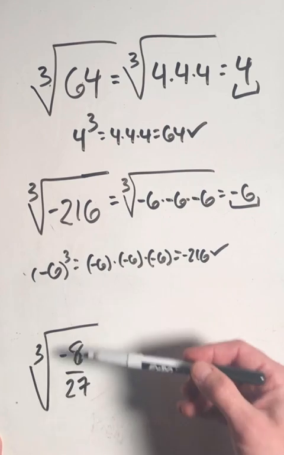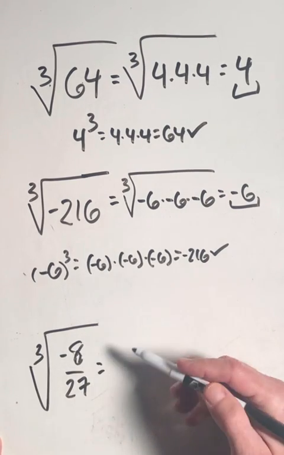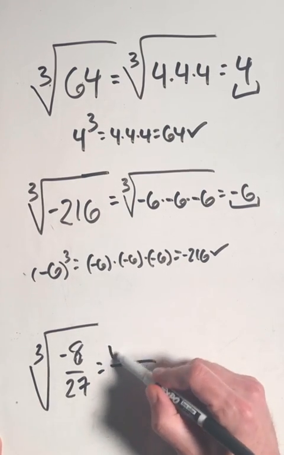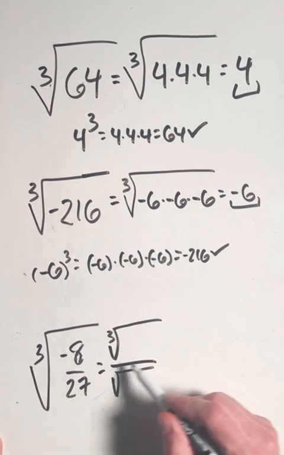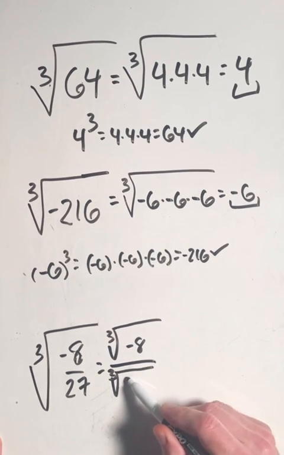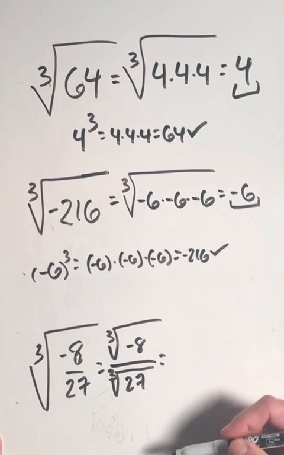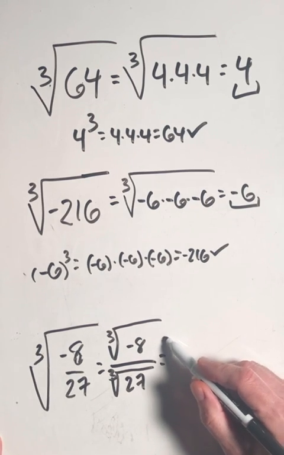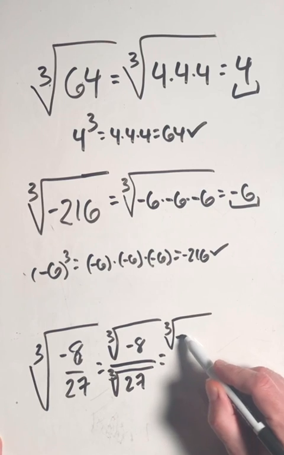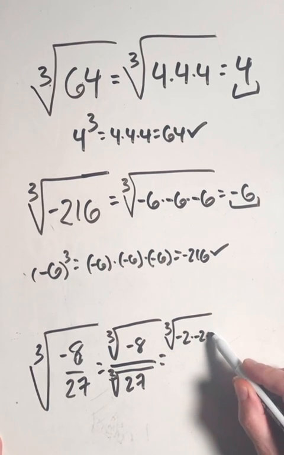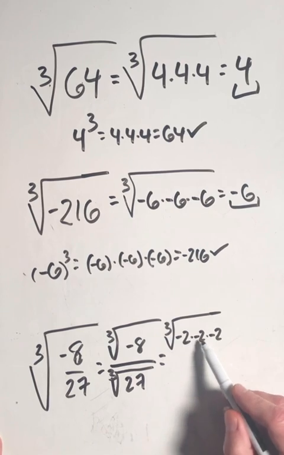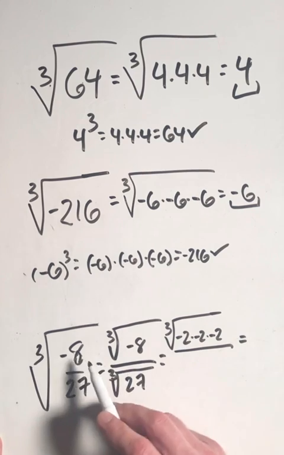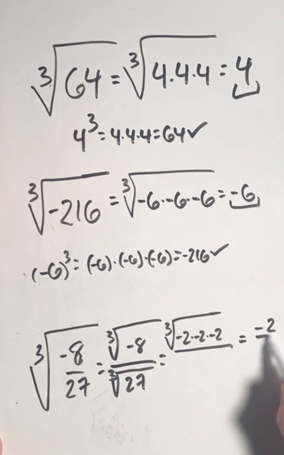When I am simplifying a radical that is a fraction, I know that the root of a quotient is the same as the quotient of the roots. So I can just rewrite this and then simplify from here. The cube root of negative 8, well, I know the cube root of 8 is 2. So the cube root of negative 8 would be negative 2 times negative 2 times negative 2. Negative 2 times negative 2 is positive 4. Positive 4 times negative 2 is negative 8. So the cube root of negative 8 is negative 2.